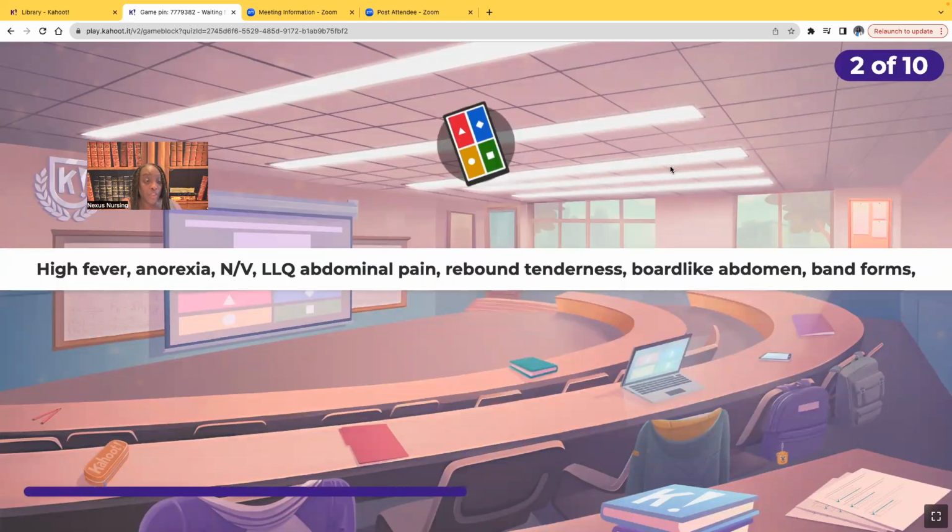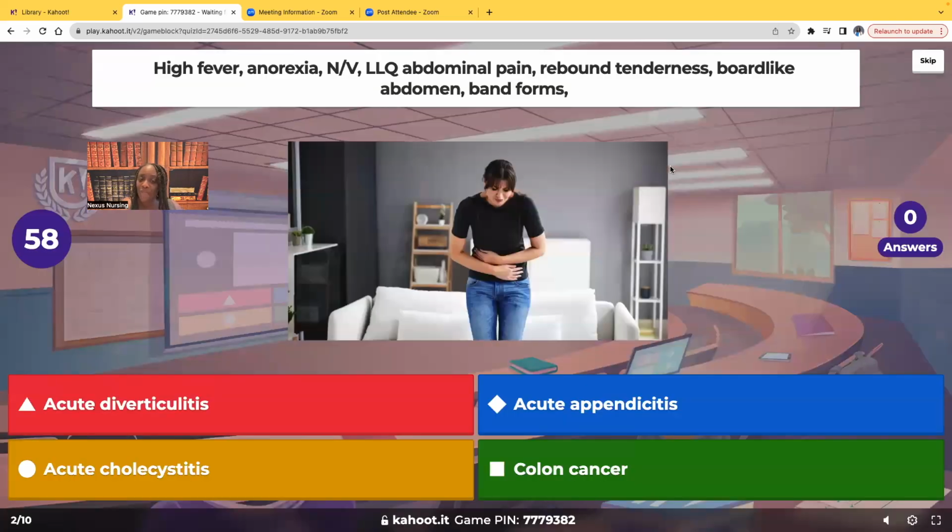All right. You have another patient that presents with a high fever, anorexia, nausea and vomiting, left lower quadrant abdominal pain, rebound tenderness, board-like abdomen, and bandemia. What would you suspect the diagnosis to be? Would it be acute diverticulitis, acute appendicitis, acute cholecystitis, or colon cancer?